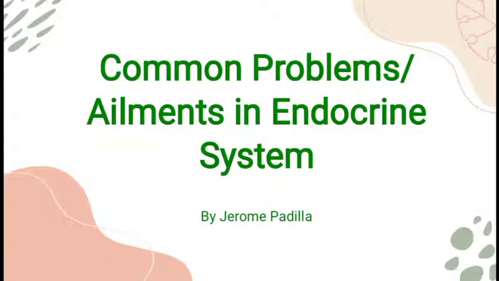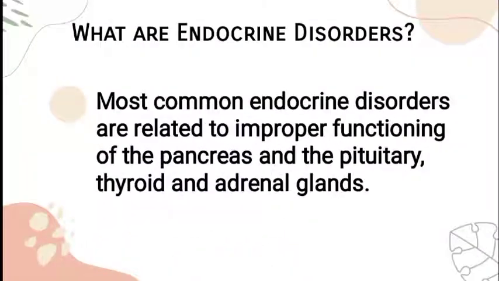So now let's proceed to the common problems or ailments in the endocrine system. When we say common problems or ailments, we can relate it to the disorders or the diseases in the endocrine system. So what are the endocrine disorders? These are diseases related to the endocrine glands of the body. Most common endocrine disorders are related to improper functioning of the pancreas and the pituitary, thyroid, and the adrenal glands.